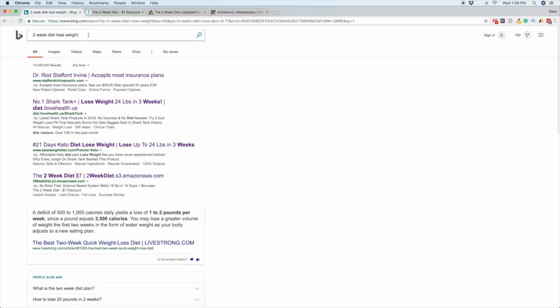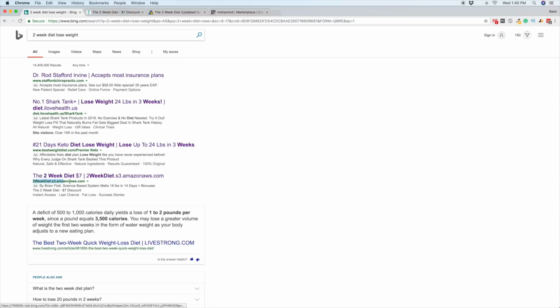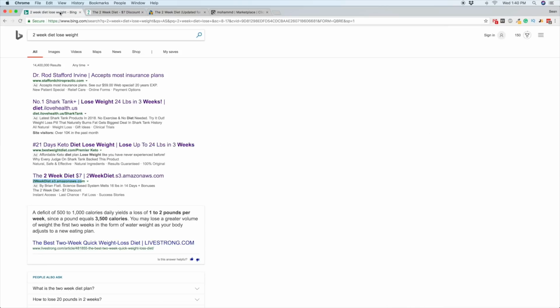Now this actually works. Let me tell you why. Because this is a really targeted keyword, right? 2-week diet. So I'm searching the product by the name. So that's one way of doing it, sending people directly to the sales page if they're actually searching for the product name. Okay, that's really important. You don't want to send people who are searching for weight loss to the product page, right? If someone's searching the product by the name, that means that they want the product.